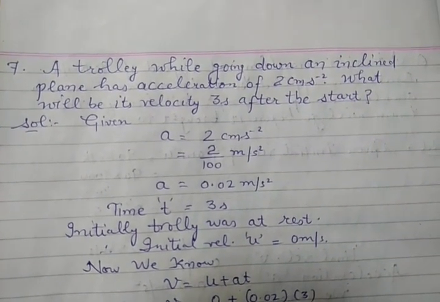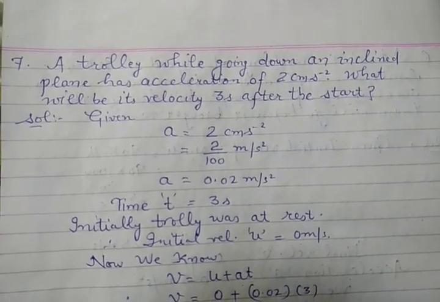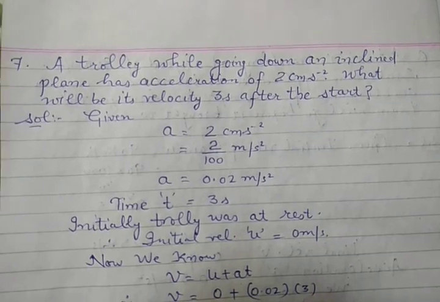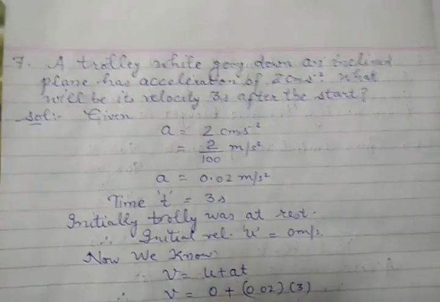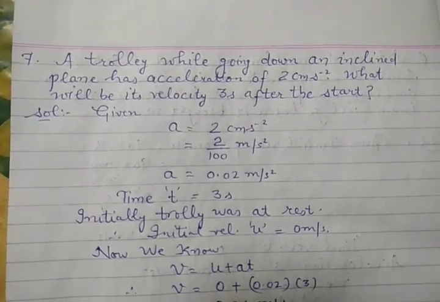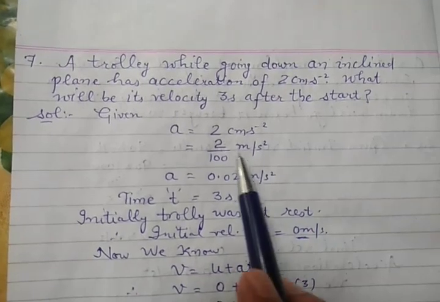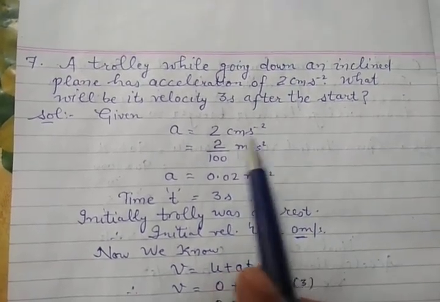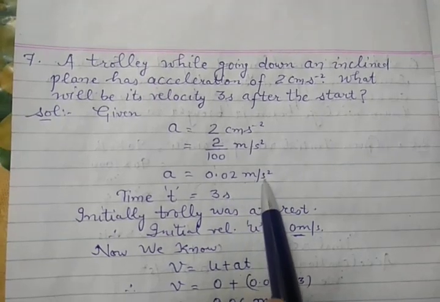A trolley while going down an inclined plane has acceleration of 2 centimeters per second square. What will be its velocity 3 seconds after the start? Now after the start, it means initially it was at rest. So its initial velocity will be 0. So acceleration is 2 centimeter per second square, converted into meters, divided by 100. You will get 0.02 meter per second square.